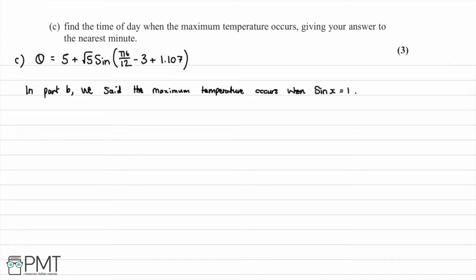So what do we want to do here? So we're wanting to find the time of day. So we want to solve for t. So we know that we want to take what's inside the brackets and make it equal to the value of x, which will give us the largest temperature. So we can then say that x is going to be equal to sine -1 of 1. So the inverse of sine evaluated at 1.